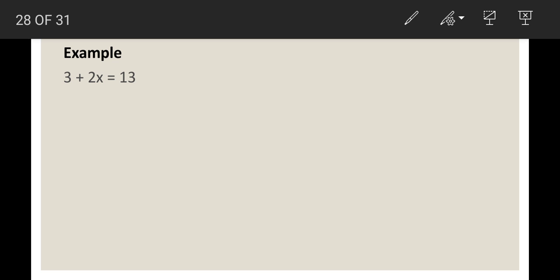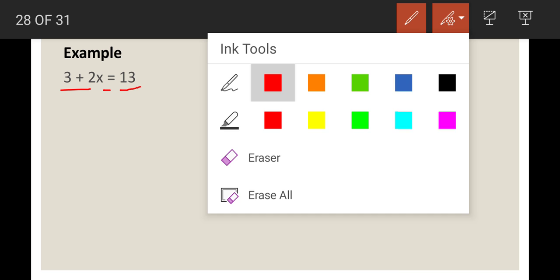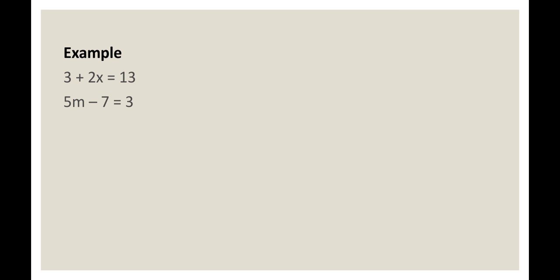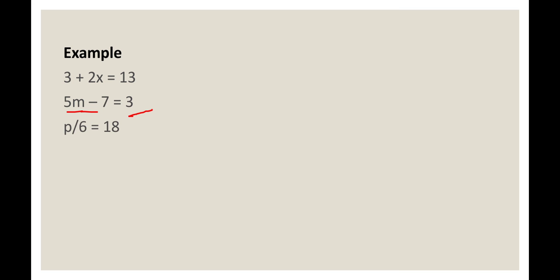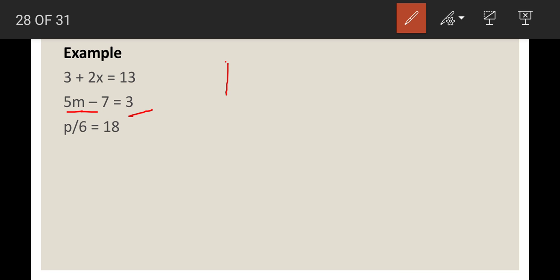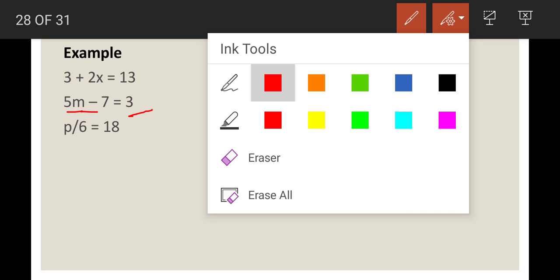It is 3 plus 2x, one expression, and there is an equal sign in between, equal to 13, another expression. So we are equating these two. Now we will come to the solution of this one, how it is formed. There is one more equation: 5m minus 7 equal to 3. Next we can write p by 6 equal to 18. This is another equation formed by two expressions. Clear? If there is an equal sign between any two expressions, then that is an equation.